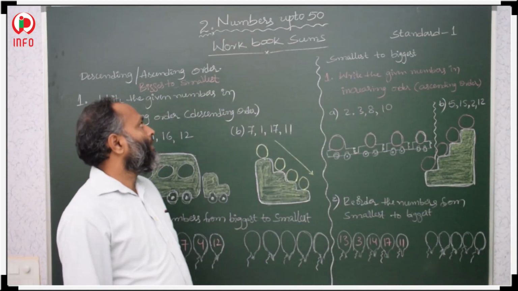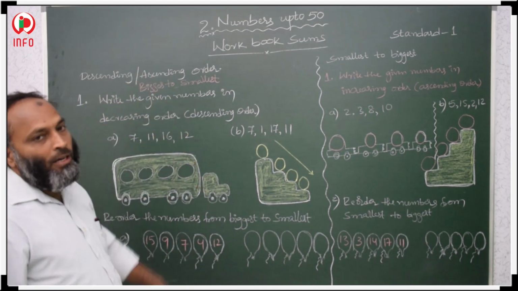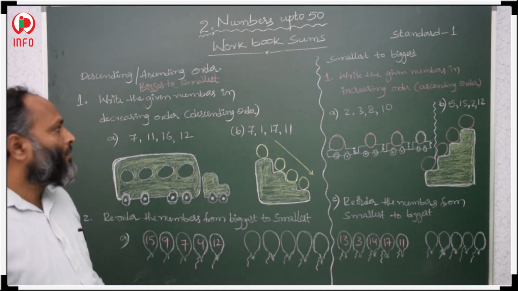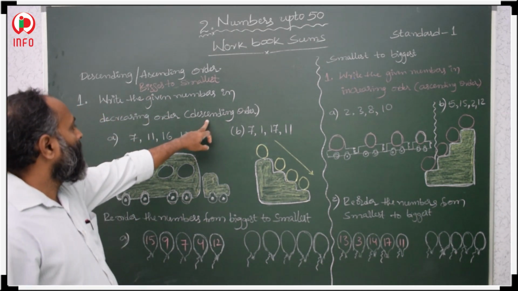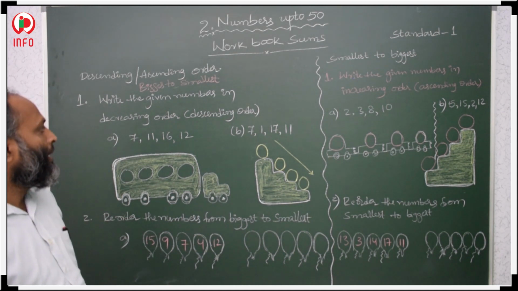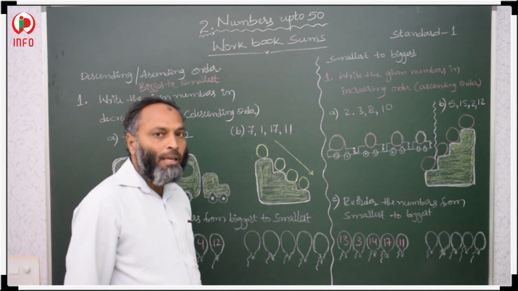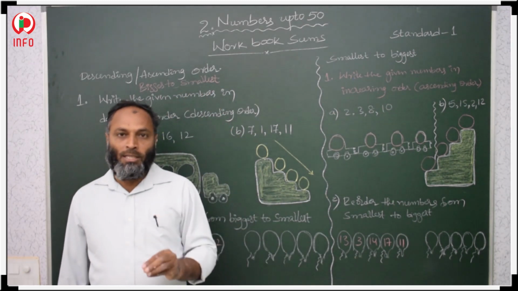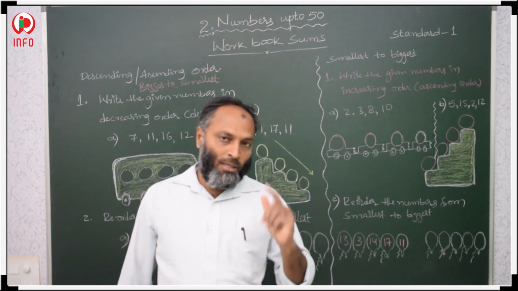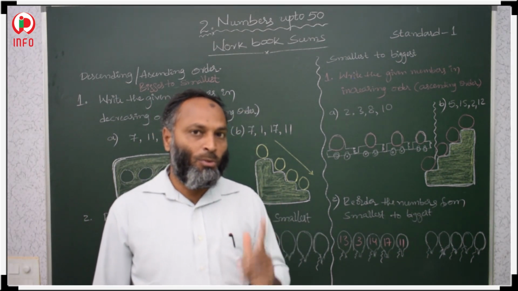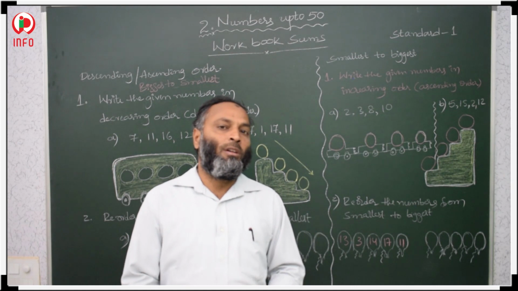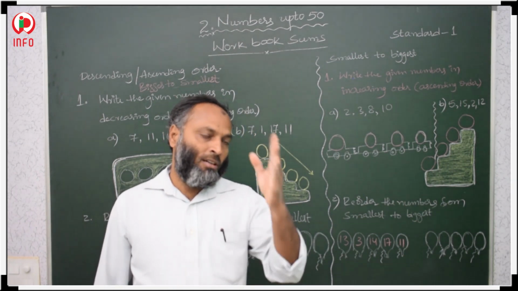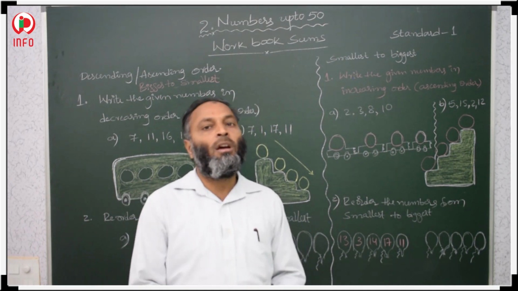Okay. Now students, here the questions are based on ascending order and descending order. The first two questions are based on descending order. Descending means decreasing order. Decreasing means from bigger to smaller we have to write. First we take the bigger number, then a little bit smaller, then a little bit smaller, and the smallest one last. In this order we have to write.